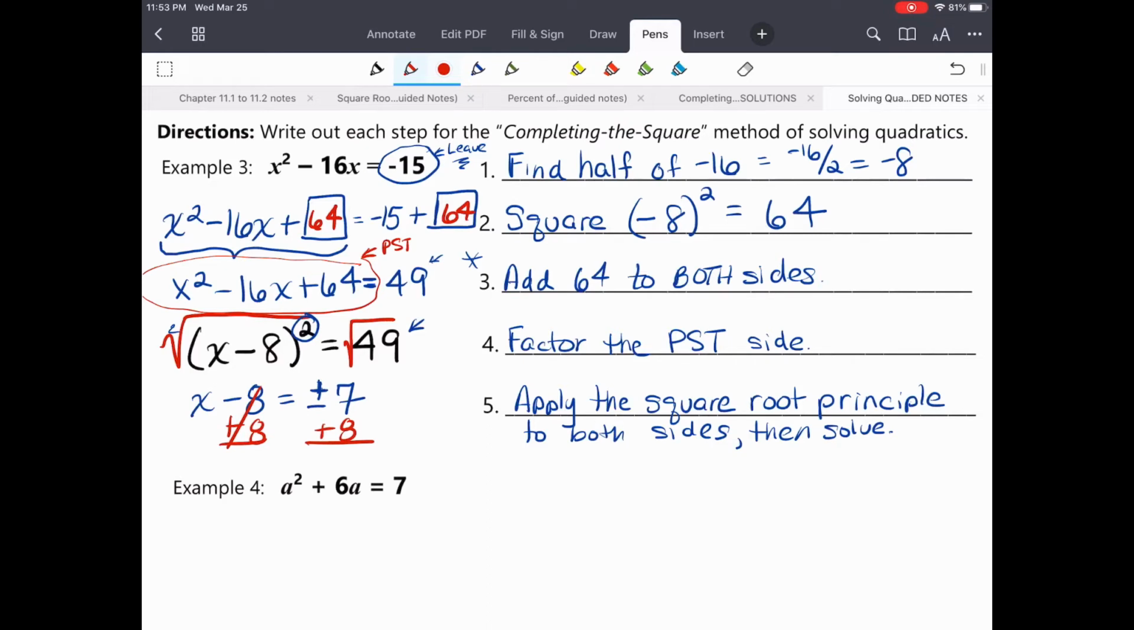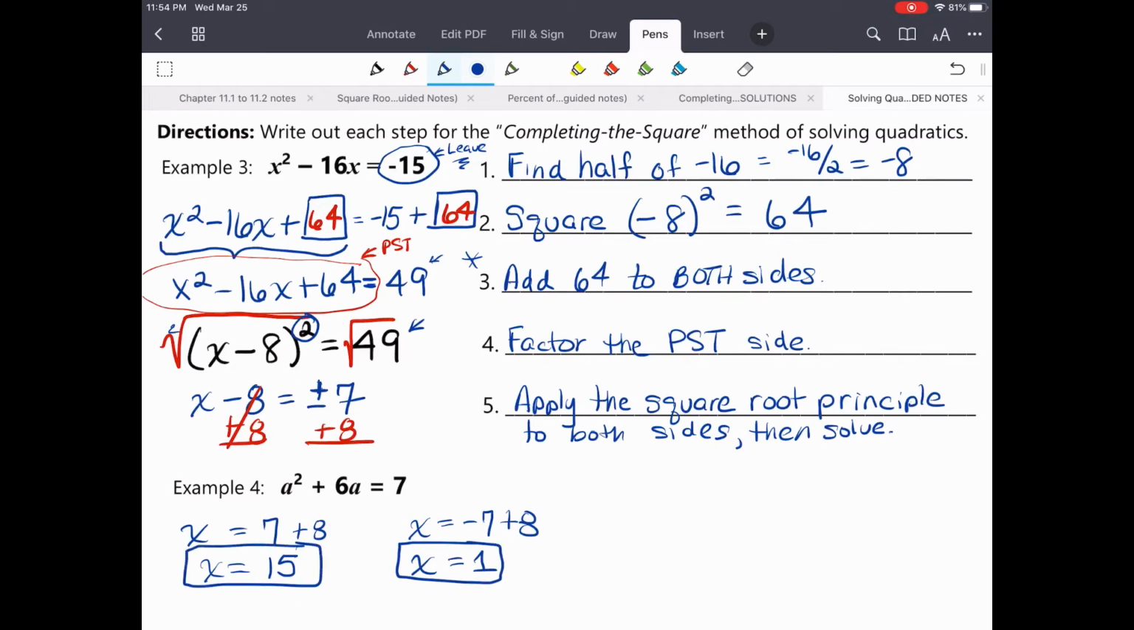So I'm running out of room here, but I'm just going to work down here. So I've got x equals 7 plus 8, it's positive 7 plus 8. And then the other solution is going to be x equals negative 7 plus 8. So this solution comes out to 15, and this one comes out to be 1. So you just found your zeros, just like we did yesterday.